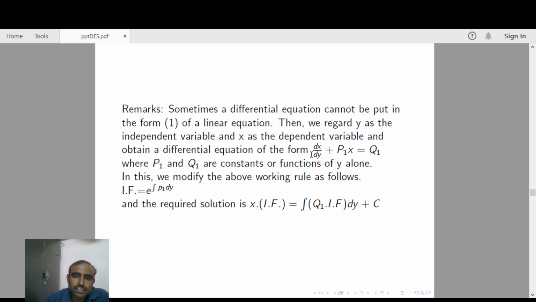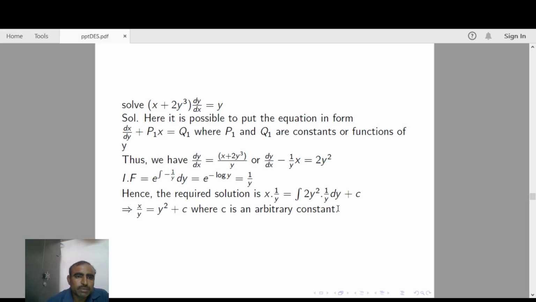Now modify the above working rule as follows. This is also a linear differential equation in x. Then I.F. is equal to e power integral p1 dy. The required solution is x into I.F. is equal to integral q1 into I.F. dy plus c, where c is an arbitrary constant. See some examples.